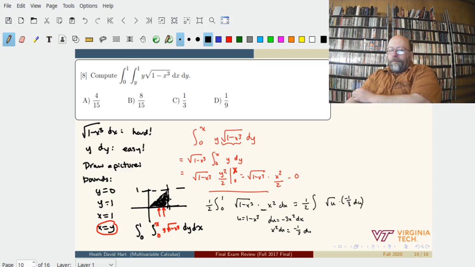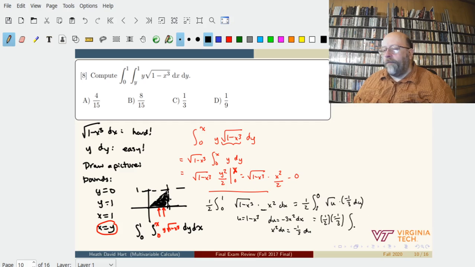And the boundaries have changed. The boundaries that were 0 and 1 are now 1 minus 0 cubed and 1 minus 1 cubed. And so they've switched places. So I'm going to pull out the 1/3 here, negative 1/3. I'll have 1/2 times negative 1/3 times this integral from 1 to 0 of the square root of u du. I would like to switch the order of this from 1, 0 to 0, 1, and I can do that by changing a sign. And so this is 1/2 times 1/3 times the integral from 0 to 1 of square root of u du.